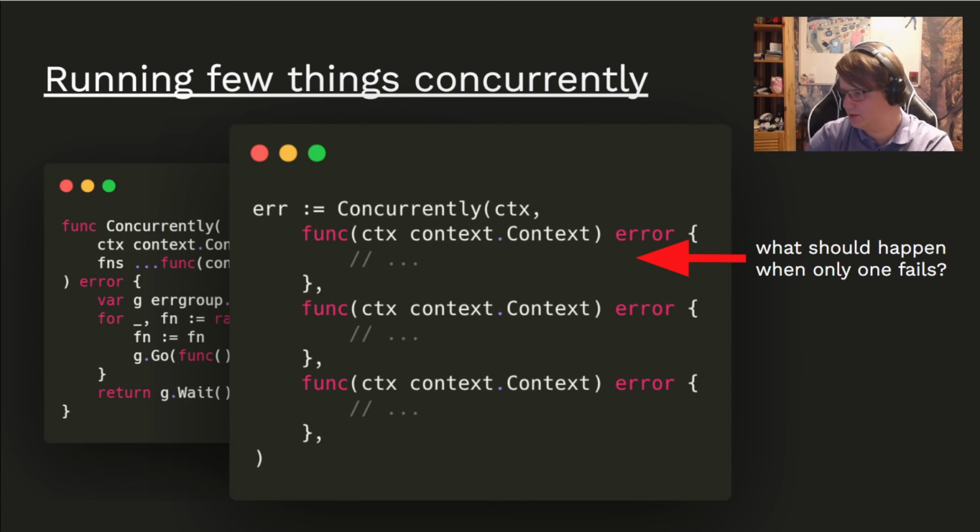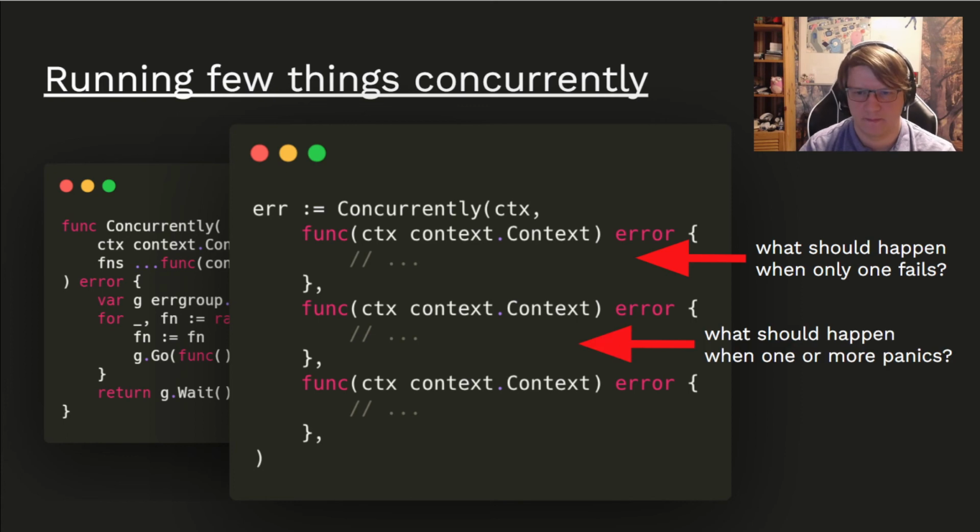And of course, there are the questions of what should happen if one of them fails. Should all of them get cancelled, or should it wait for all of them to return? Similarly, should it return all of the errors or only the first one? And of course, what if one of them panics? Should the panic be caught and then propagated through the error? Should the concurrently function itself panic when one of the coroutines panics? Or should it just swallow the panic, which usually isn't a good idea, because a panic usually indicates something is pretty wrong already.